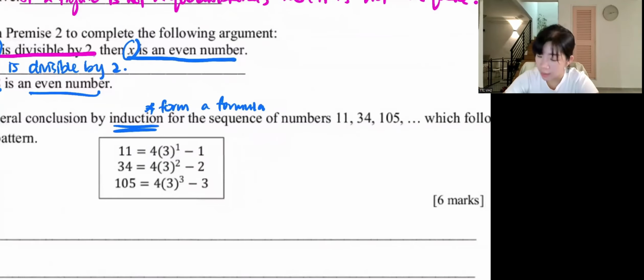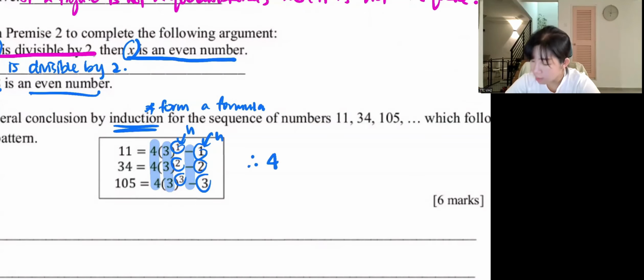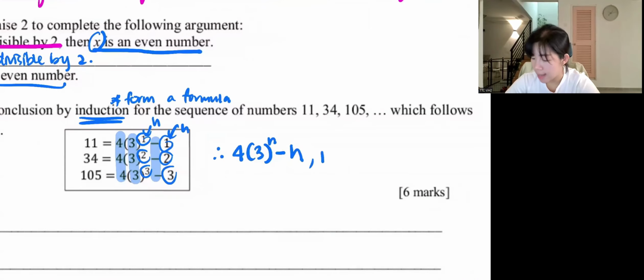Okay, you need to form a formula. So what will be your formula? You see everything fixed, 4 fixed already, 3 remain, minus. So all these things will be in the formula. 1, 2, 3. 1, 2, 3. So this one changes to n. Okay, so your answer will be 4(3^n) minus n, comma, n equals 1, 2, 3. All right, okay, next.